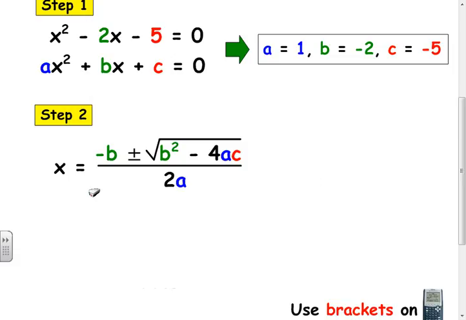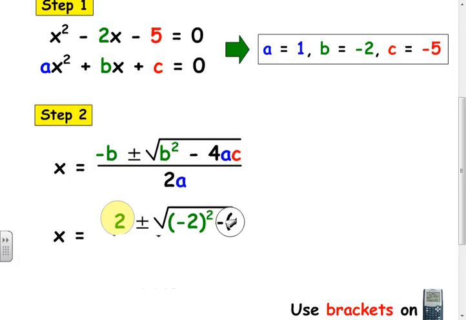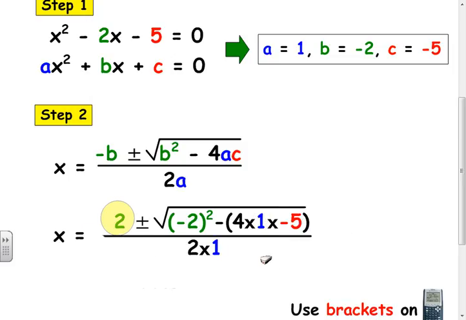Right, so here's the formula, just straight from the formula sheet. Now we have to be careful here subbing in negative 2, because you've already got a negative in front of the b, so that turns it into a plus 2. So you'll notice there's a plus 2 there. Plus or minus, the square root, minus 2 I'm going to put in a bracket, squared, take away, I'm going to open a bracket in front of the 4ac, because I've got 3 things multiplied, I'm going to put it all in a bracket, 4 times 1 times minus 5, all over 2 times a, which is 2 times 1.